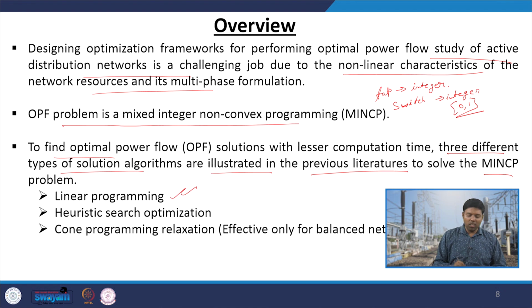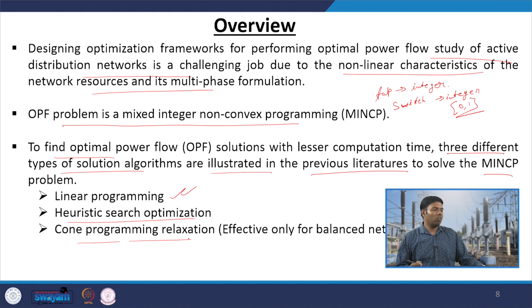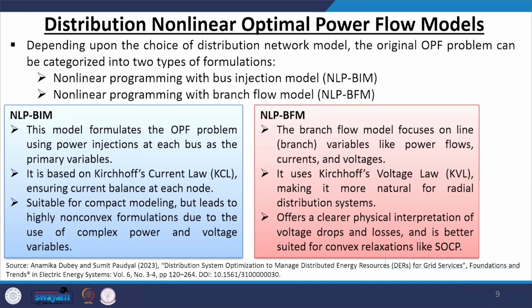First, you linearize all the non-convexity and solve. You can use heuristic optimization or search algorithms, or you can convexify your problem and then solve the convex optimization. So, depending upon that, your OPF problem can be structured in two frames. First frame is to use the bus injection models, and in the second frame you use the branch flow models.